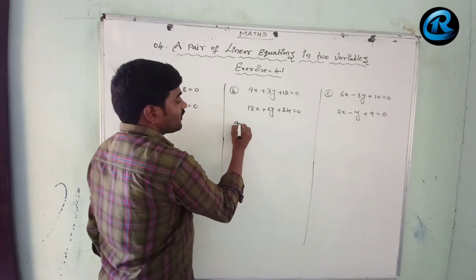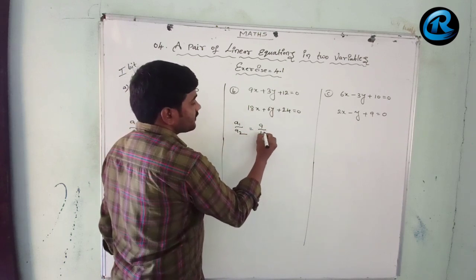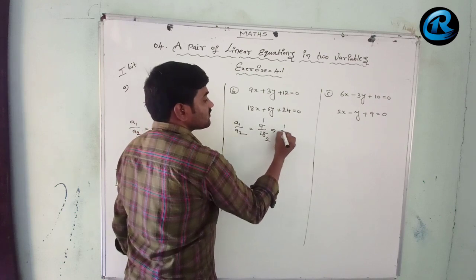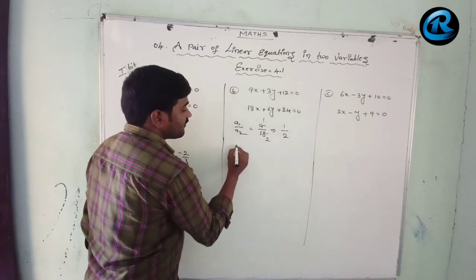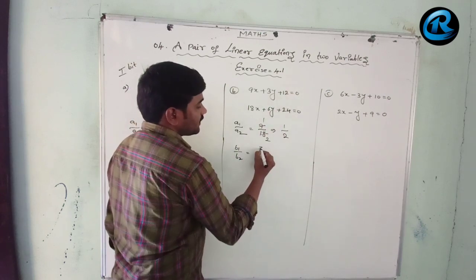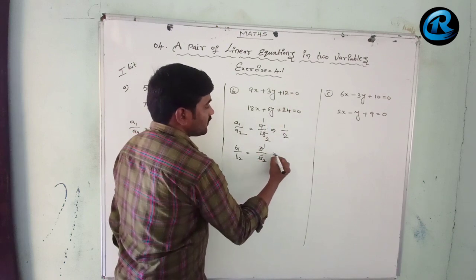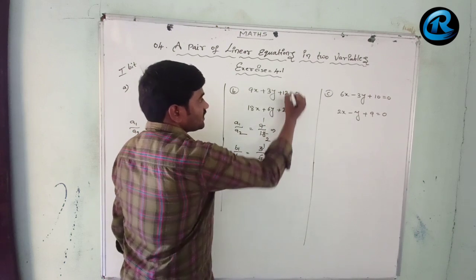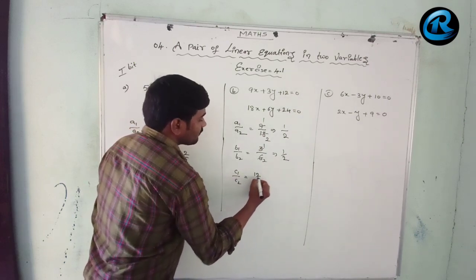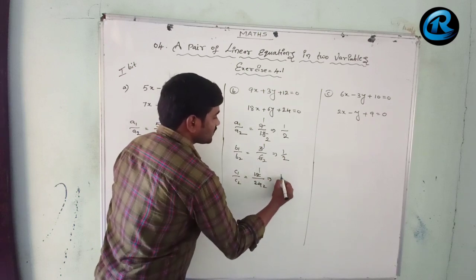Now we will find out a1 by a2 in this case. That is 9 by 18, which is nothing but 9 ones are 9, 9 twos are 18, that is 1 by 2. Here b1 by b2: b1 is 3, b2 is 6, 1 and 2, it is also equal to 1 by 2. Then c1 by c2: c1 is 12 and c2 is 24. That again gives 12 ones are 12, 12 twos are 24, that is 1 by 2.